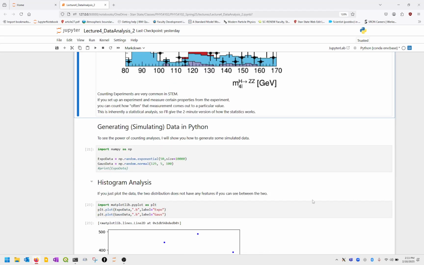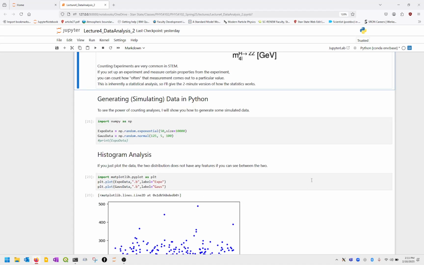As usual, the screen kind of sucks because it's a projector. It looks good up here, but then it looks bad. Oh, now it looks good actually all over.